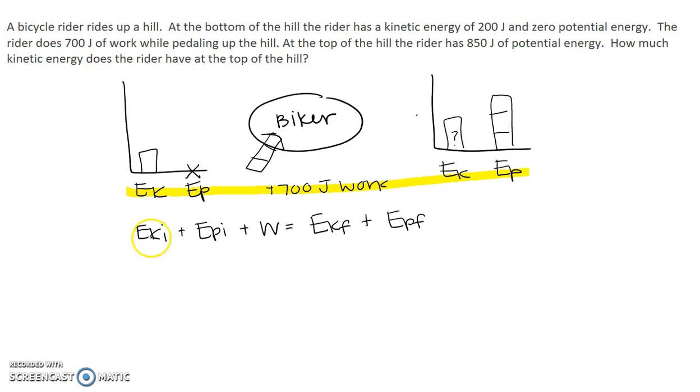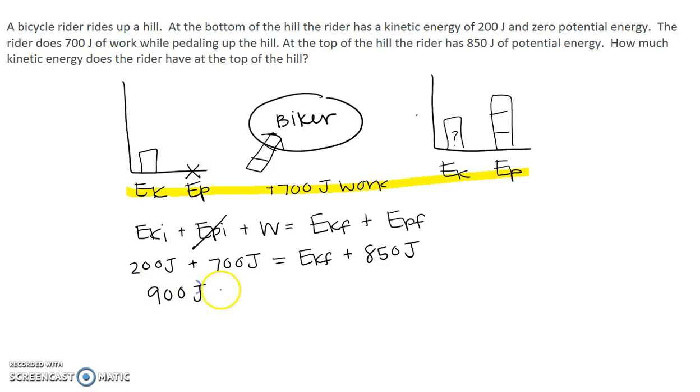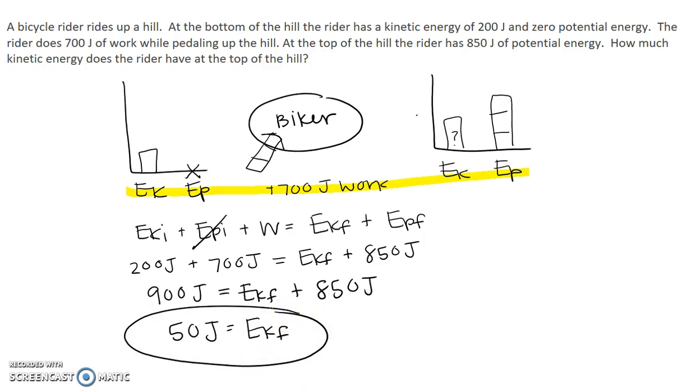So EKI, my initial kinetic energy is 200 joules. My initial potential energy is 0, so I don't need to include that, plus 700 joules of work is going to be equal to EKF, which is what I'm solving for, plus EPF, which I know is 850 joules. If I simplify a little bit here, I get 900 joules is equal to EKF plus 850 joules, which tells me that 50 joules is equal to EKF. So my final kinetic energy at the top of the hill is 50 joules.